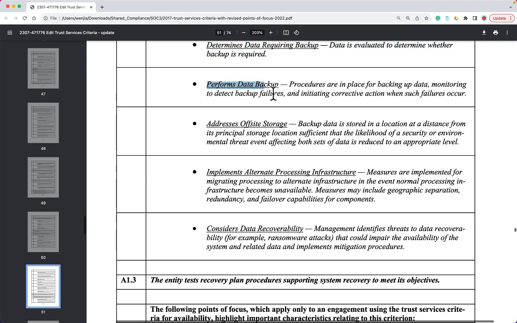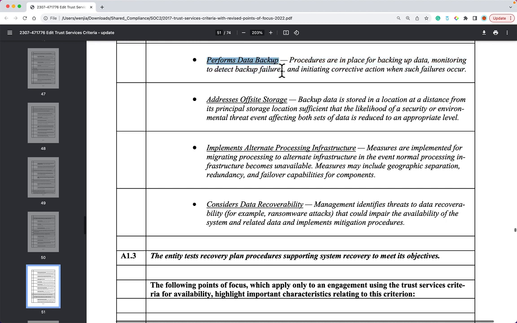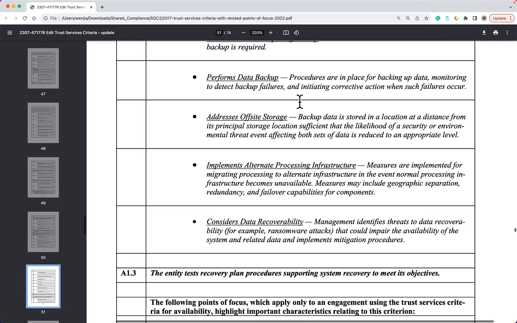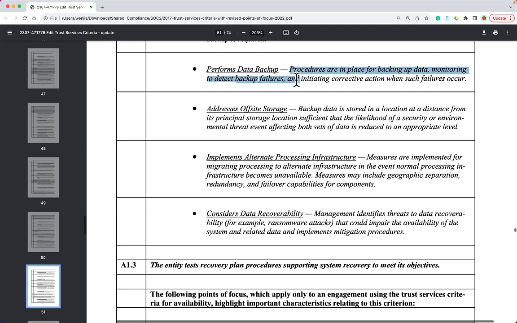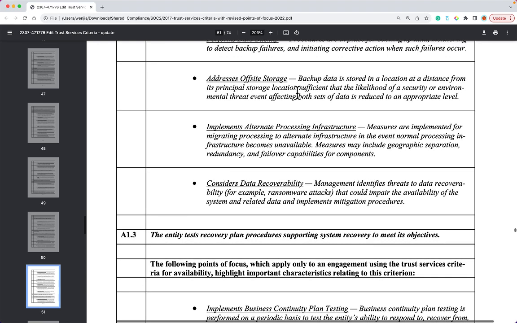Next one, performs data backup. After you have prioritized the importance, now you need to do the backup. Procedures are in place for backing up data, monitoring to detect backup failure, and initiating corrective action when such failures occur. Yeah. So you determine which is more important, then you do backup. Then you have measures in place, and when you need it, you can make an action.